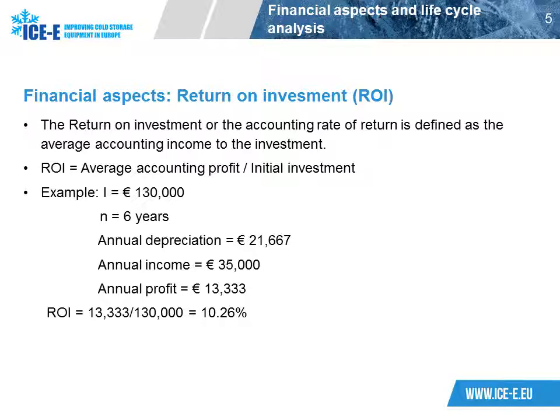So I have an annual depreciation of 21,667 euros. Our annual income is 35,000 euros. The annual profit is 13,333 euros, or the 35,000 minus our depreciation. This gives a return on investment of 10.26%, or the average accounting profit, which is 13,333, divided by our initial investment of 130,000 euros.